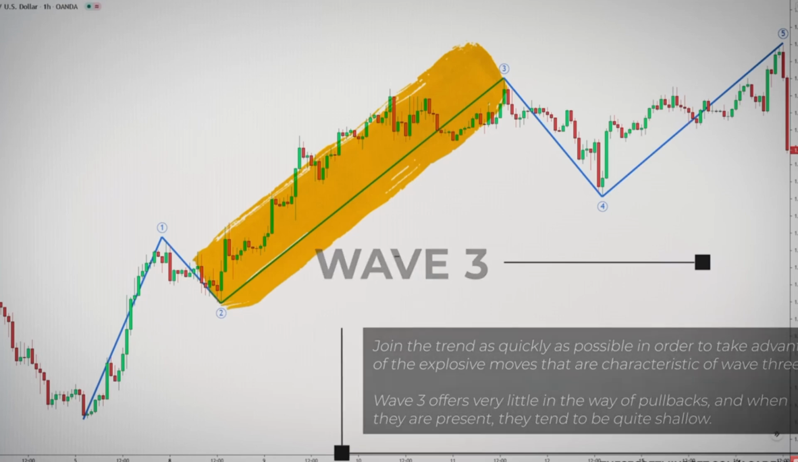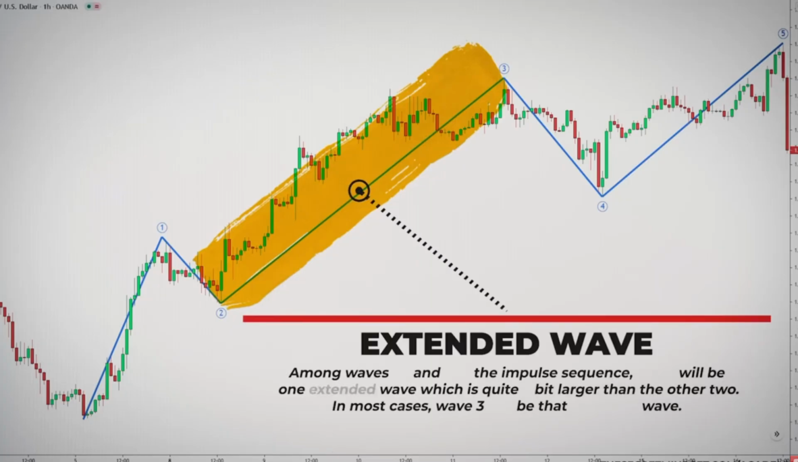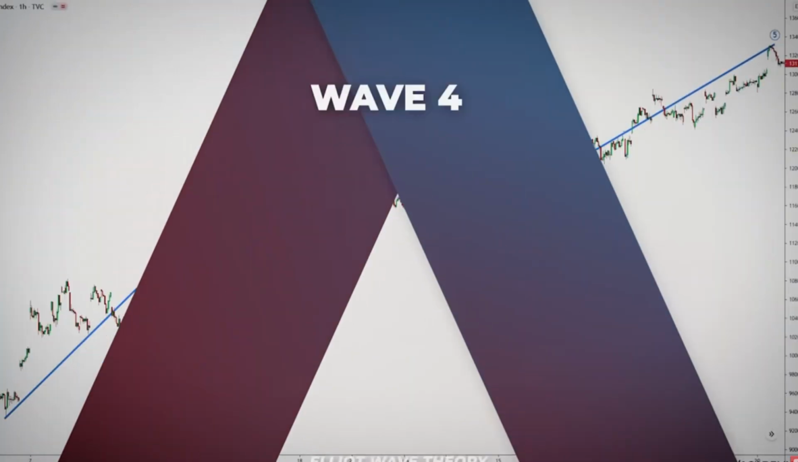Wave 3 will often travel 1.618 times the length of wave 1, measured from the end of wave 2. The second most common projection for wave 3 is for it to travel to 0.618 times the length of wave 1, measured from the end of wave 2. One of the guidelines within Elliott wave principle is that among waves 1, 3, and 5 of the impulse sequence, there will be one extended wave, which will be larger than the other two. In most cases, wave 3 will be that extended wave.